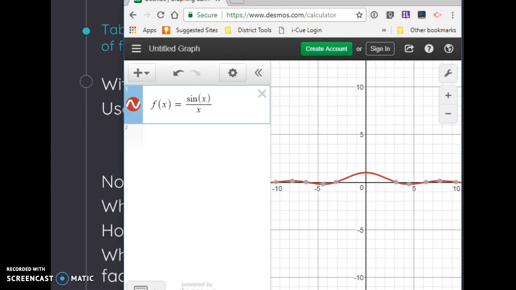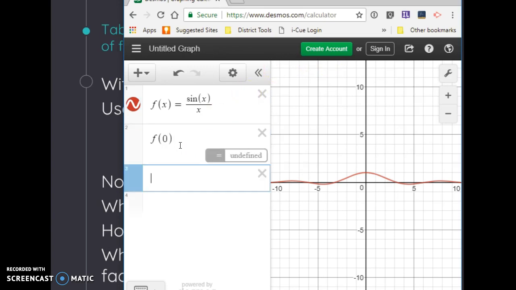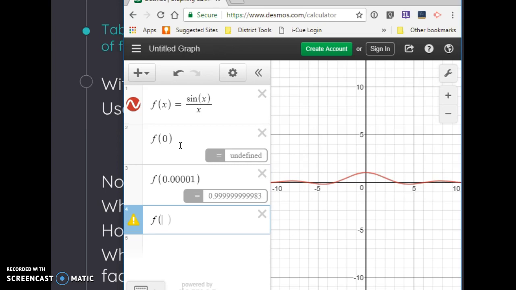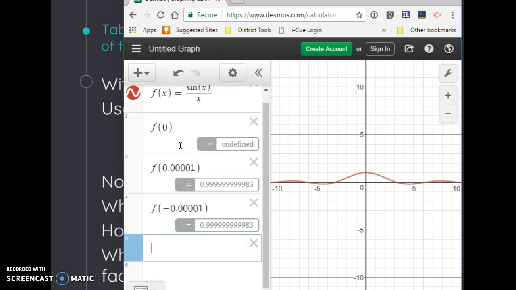And what I notice about this graph is that it sure looks like, as I get close to 0, even though the function is undefined, it really looks like it's close to 1. I can try to get Desmos to evaluate f of 0, but it says undefined. But I could get around that by getting really close to 0, and Desmos says the y-coordinate would be 0.999999993. And even if I choose a negative number that's close to 0, my function is going to be really, really close to 1.